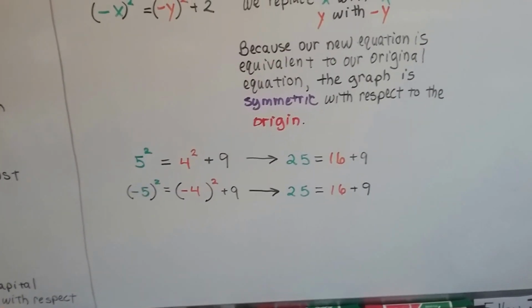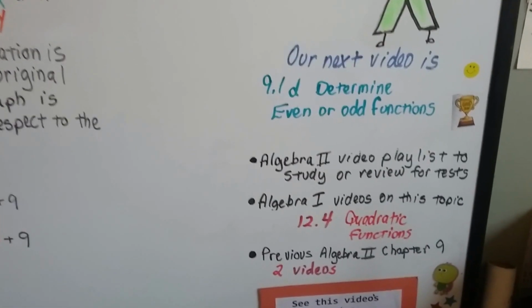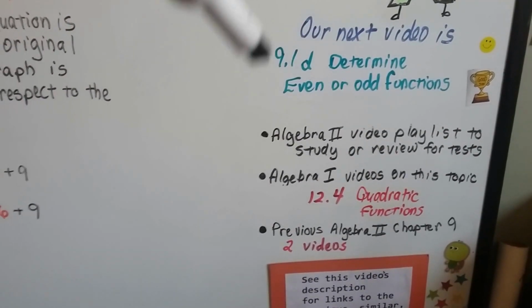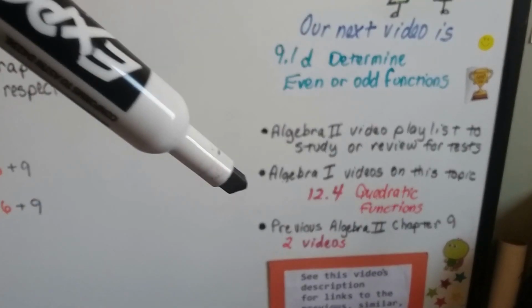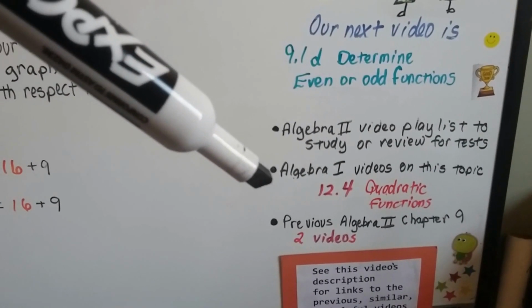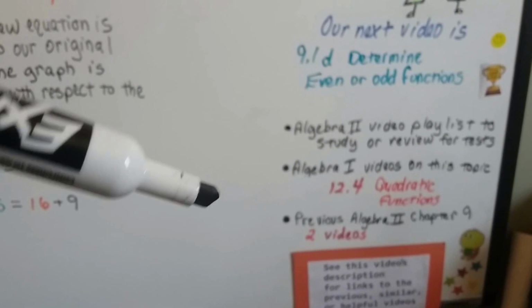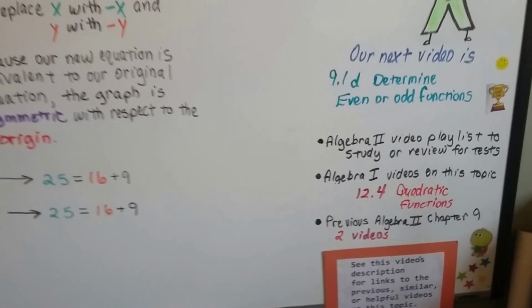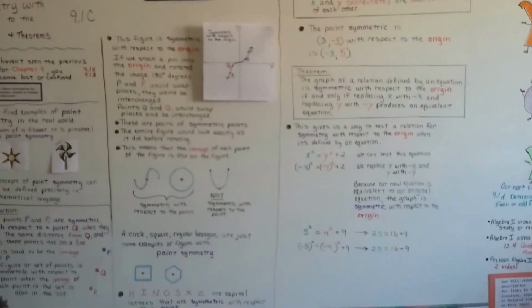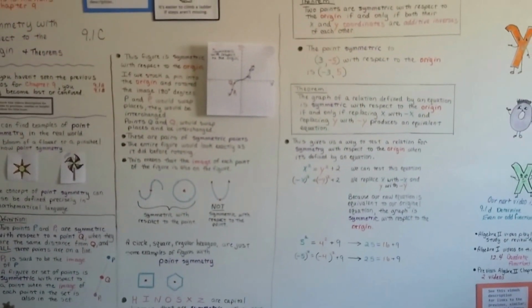See? All right. Our next video is 9.1d. We're going to talk about how to determine even or odd functions. I'm going to add this video to the Algebra II playlist. You can see the link in this description for Algebra I from last year, 12.4, about quadratic functions. And there'll be a link for those 2 previous videos that we did for this chapter, 9.1a and 9.1b. And we talked about symmetry of a line in those.